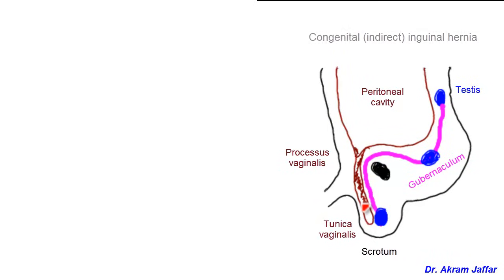This hernia is therefore a congenital hernia, and this hernia therefore passes from the deep inguinal ring to the superficial inguinal ring. So it is an indirect hernia. This hernia is more likely to occur in the male because it is related to the descent of the testis. And this hernia usually descends and extends into the scrotum.